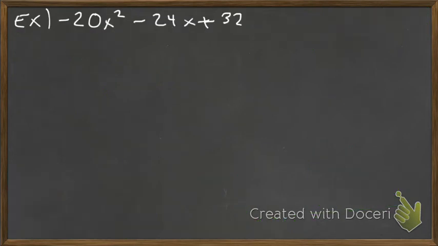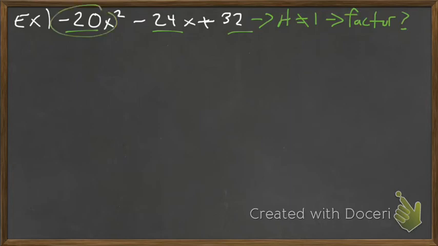Let's do another example here. This one's a bit tougher. So if you look at all these values, 20x squared, subtract 24x, and then plus 32. Can we factor anything? First of all, a does not equal 1. Can we factor? If I look at 20, 24, 32, in my mind, first of all, any even number can be divided by 2.